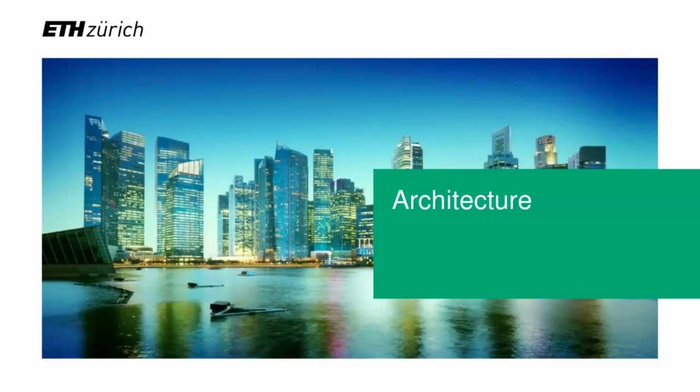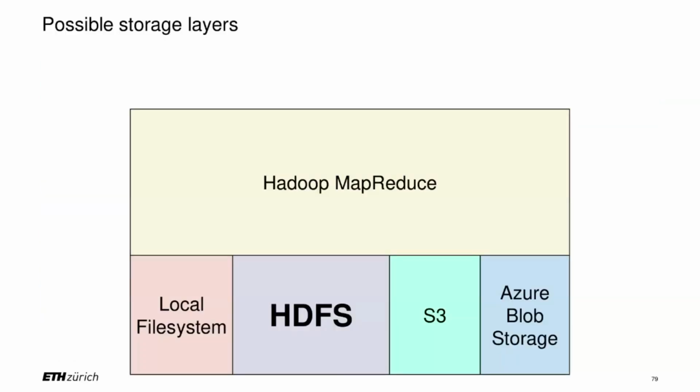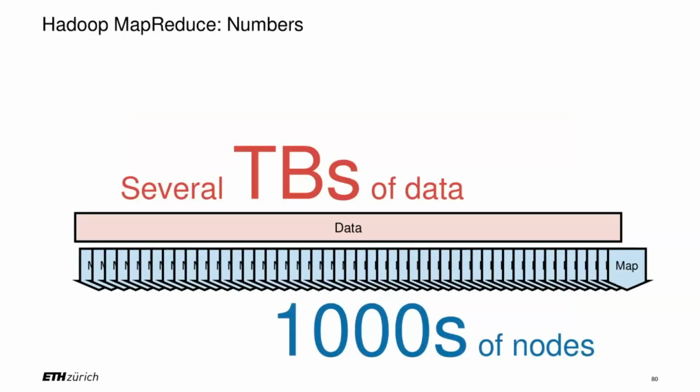So now I'm going to start telling you more about the architecture of MapReduce, the way it's done. The input data could come from HDFS. It could come from your local file system. You can also execute MapReduce on your laptop, on your local data, and it's just going to spread over the cores of your laptop. It could be on S3, Azure Blob Storage, HBase, or a relational database. So there are many, many possible storage layers. This is really something universal.